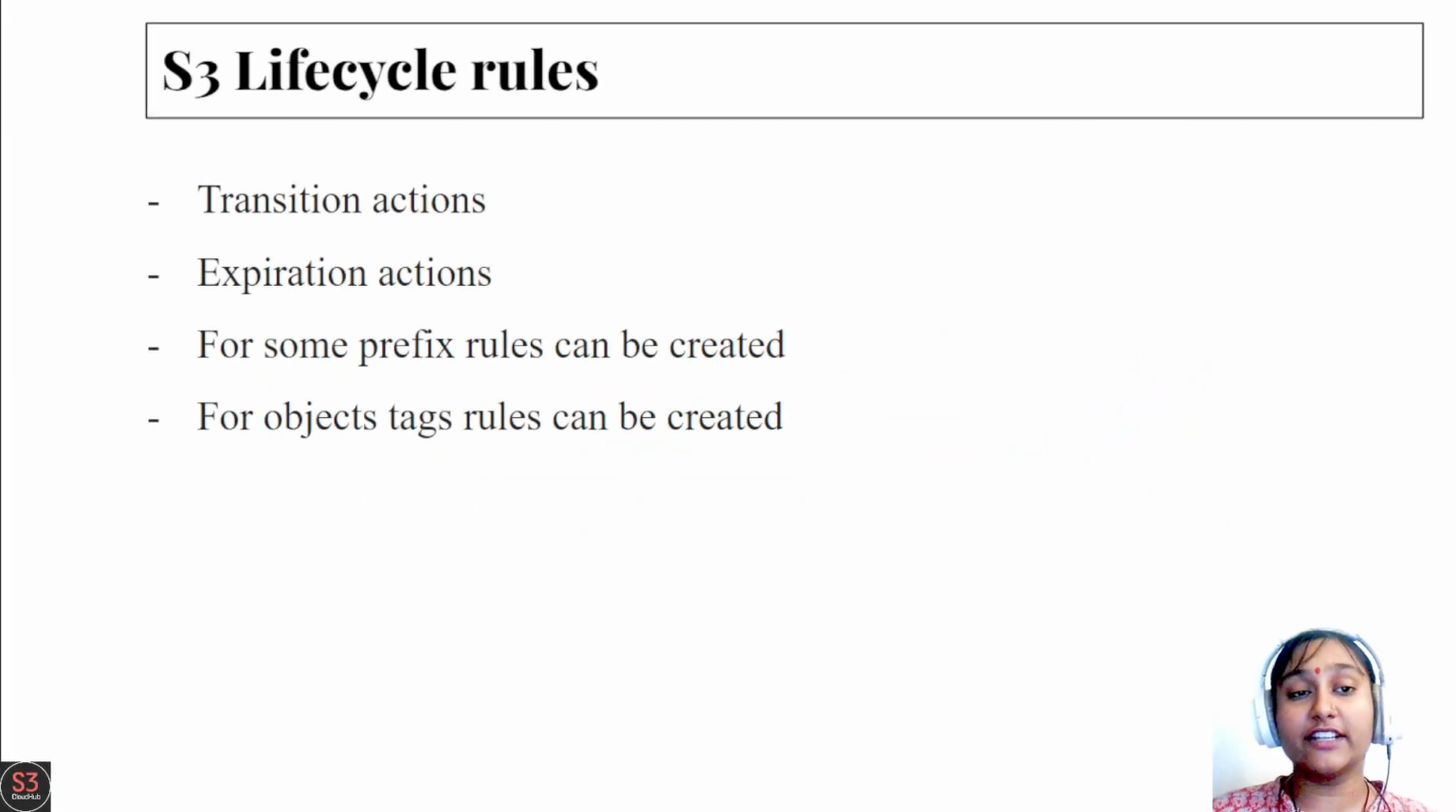Now let's talk about the lifecycle rules. We have many options available in the lifecycle rules. First is the transition action. If we want to change our object from one storage class to another after a certain duration of time, then after that duration, our object's storage class would be changed. Next, we have expiration actions. If we want to delete our objects after a certain number of days, then we can specify those days in the expiration action, and the object will be deleted. We can also create rules for prefix, and we can also create rules for object tags. We will explore all the rules in our hands-on. So now let's move to the hands-on and create our first lifecycle rule.